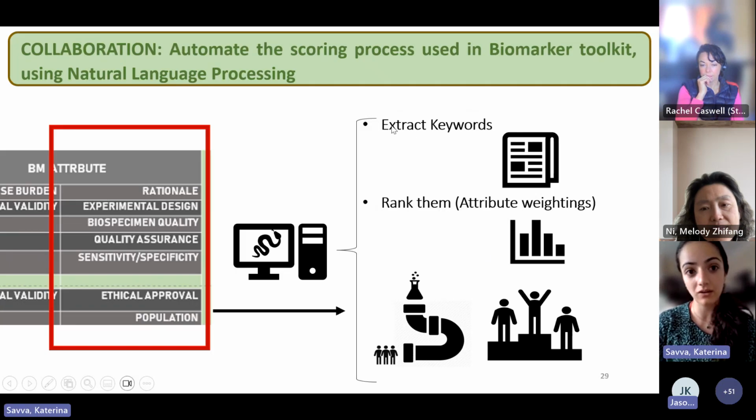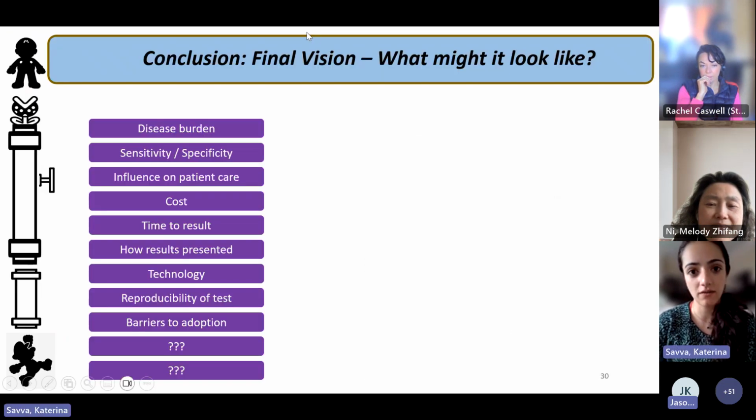So currently, the biomarker toolkit requires human input and human effort, as we read and score the papers manually. However, future work aims to automate this by using natural language processing. So we want to automatically identify the articles for each biomarker and then score them based on the presence of specific characteristics that will be automatically extracted. This way, it will improve the usability of the tool and also improve its effectiveness and applicability by the end users.